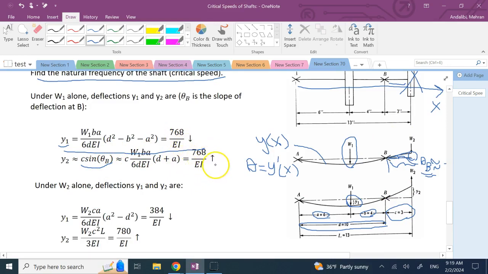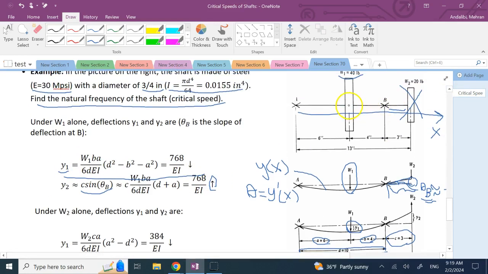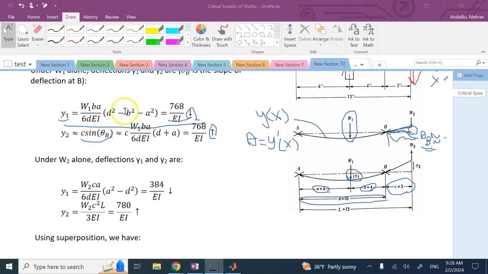768 EI, but upward for the center of the first disk. For the second one, it is going to be a similar number, but it is going to be downward, as you can see, right? You see this one goes down, that one goes up. This is the y1 and y2 under what? Under only W1.